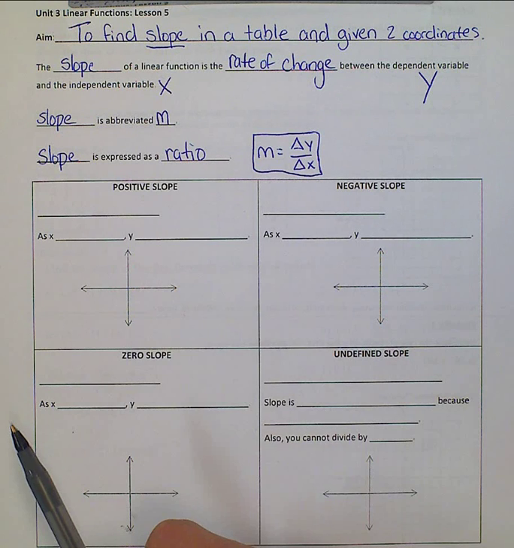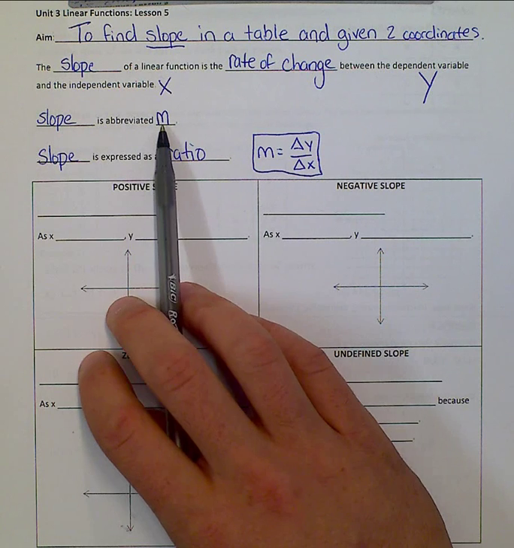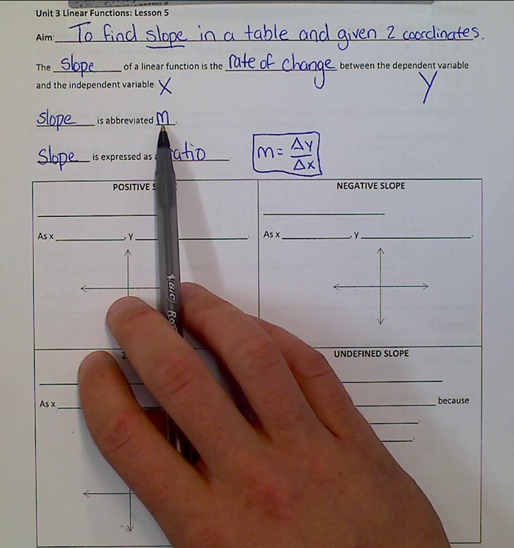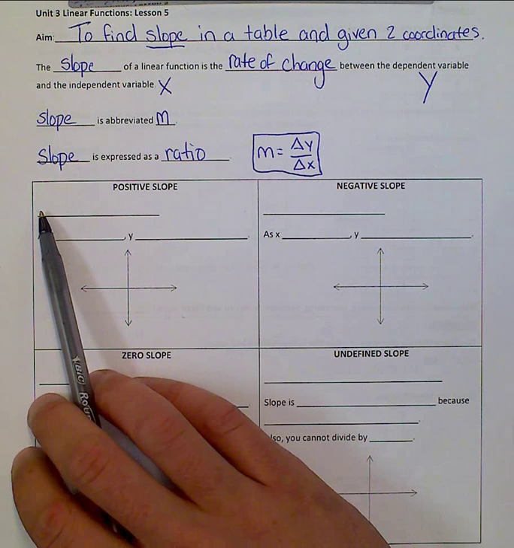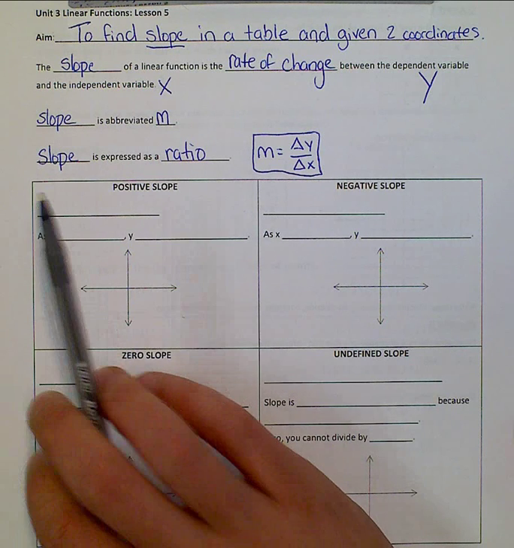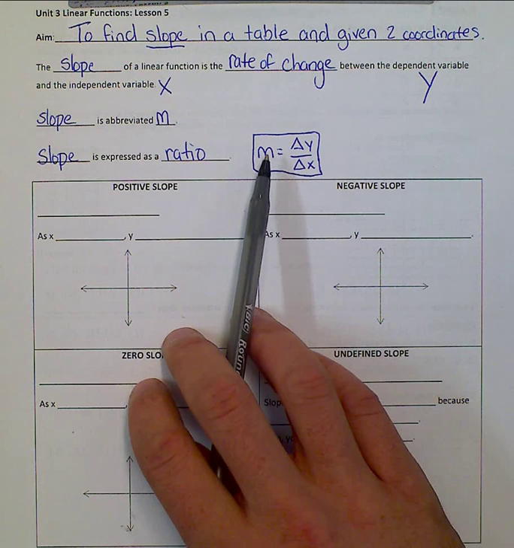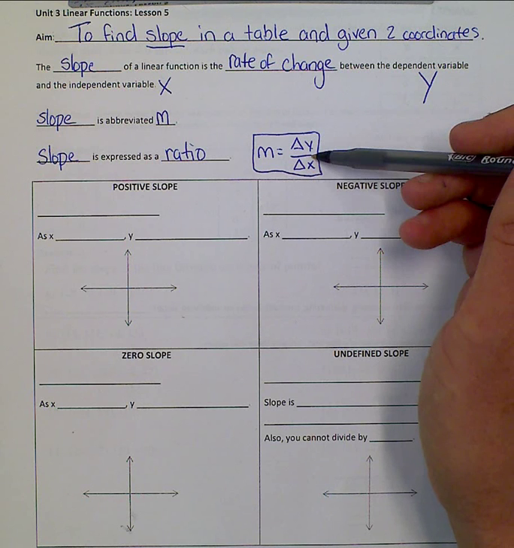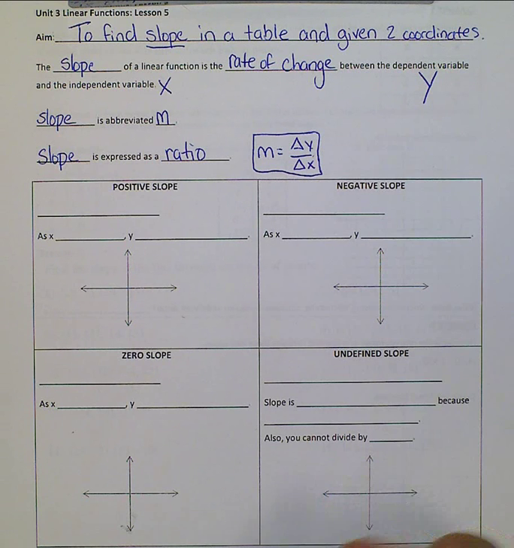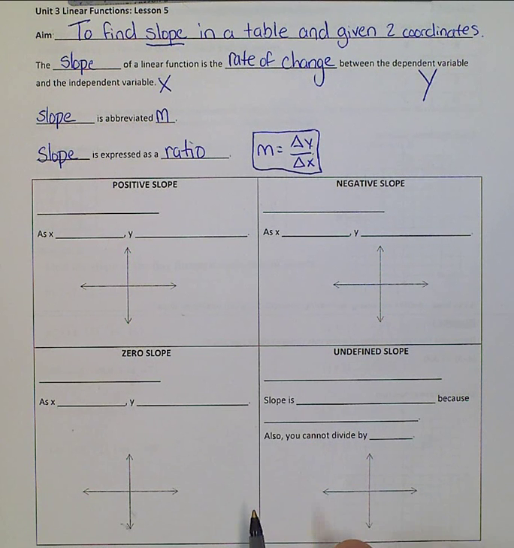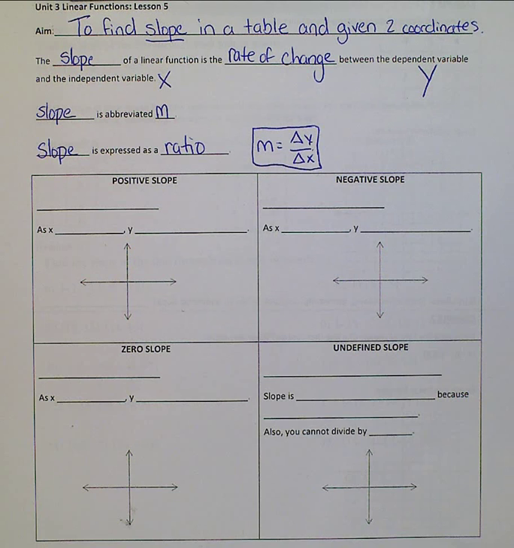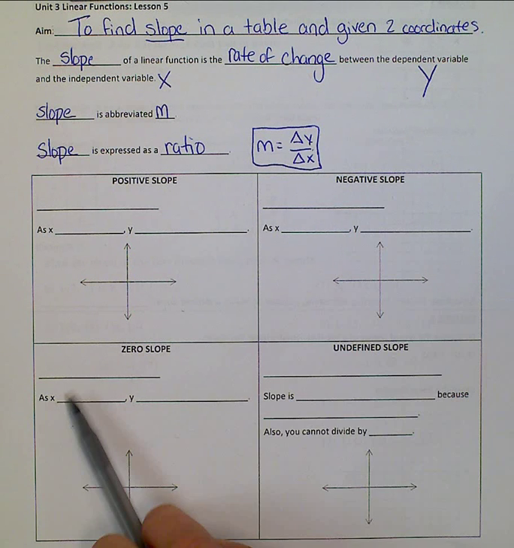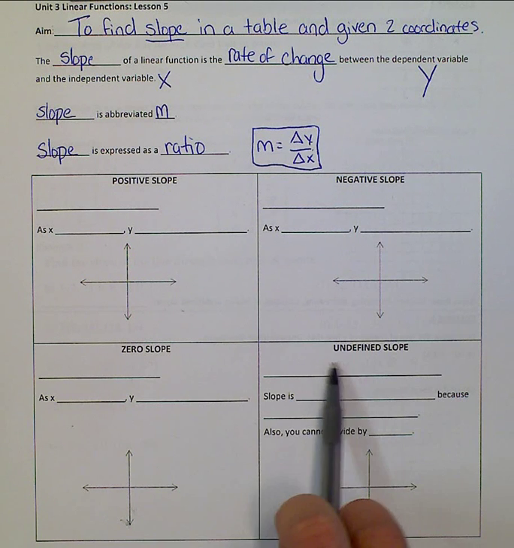We remember that slope is abbreviated as m. Think mountains. Mountains have slopes. Slope is abbreviated m. Slope is also expressed as a ratio, a fraction of two things. And our fraction is slope is the change in y, remember change in y, divided by the change in x. Okay? And we're just going to take a little time to think about the four different kinds of slope. Your slope can be positive, it can be negative, it can be zero, or it can be what's called undefined.